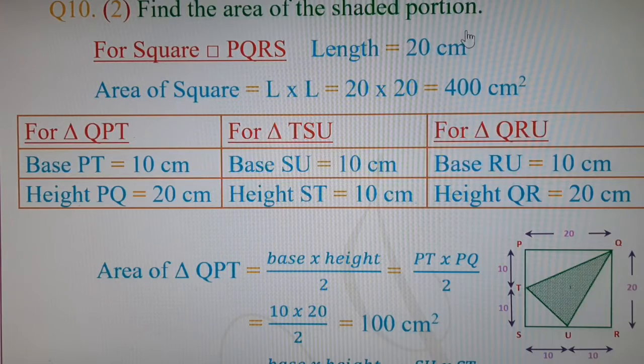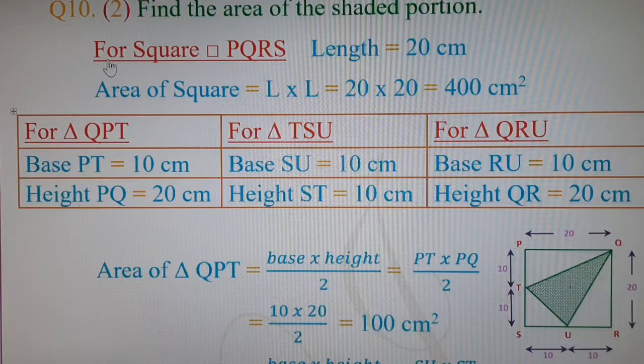Find the area of the shaded portion. In the adjoining figure, the shaded portion is given and we have to find the area of this shaded portion. Now this is a square. The name of the square is PQRS.